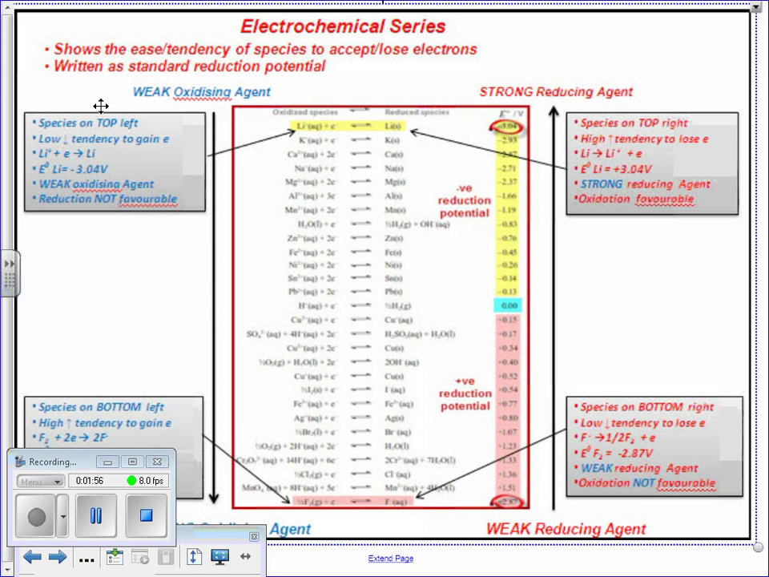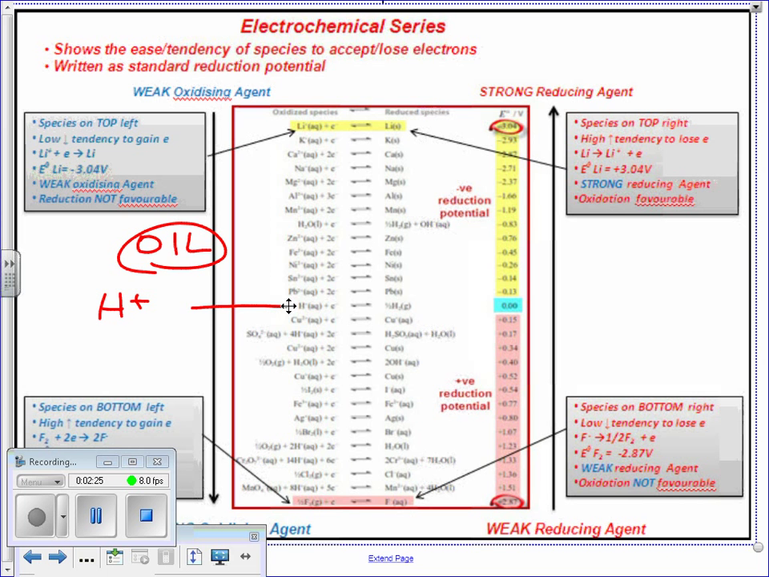This is kind of blurry, but you guys have your activity series generally memorized in your head. Group 1, Group 2, Group 3, transition metals. The one that's kind of weird and hard to see is that you have hydrogen ion right smack dab in the middle. Anything above it is more likely to be oxidized, so it's really likely to reduce something else and lose electrons. Anything that's really low is more likely to be reduced.